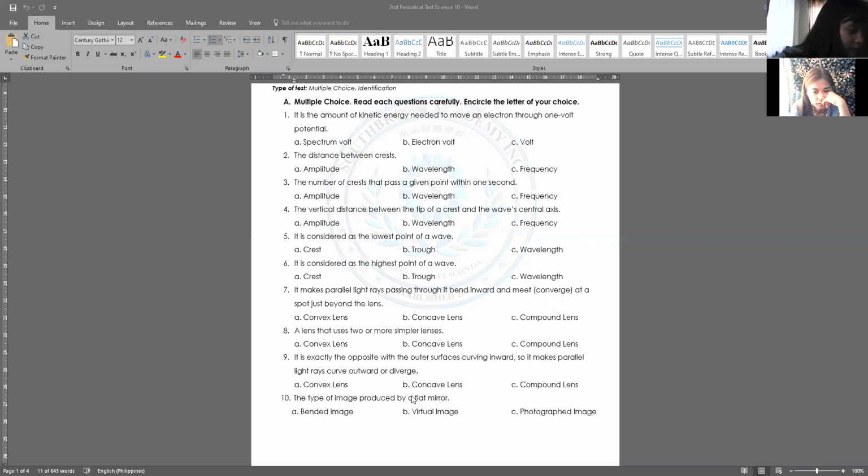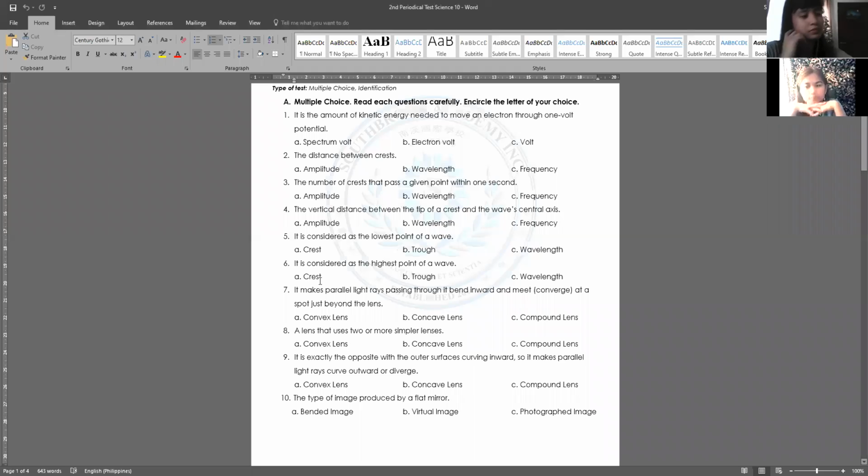That's correct. So when you study your lesson, you need to associate it: number one, if it is by letters; number two, if it is by location. So trough is in the lower, crest is in the upper. Considered as the highest point, this is the crest. Let's move to number seven.